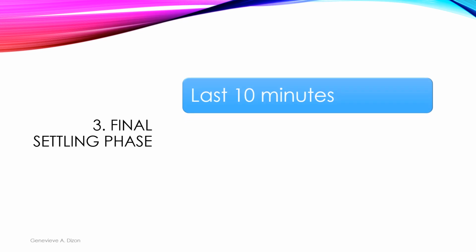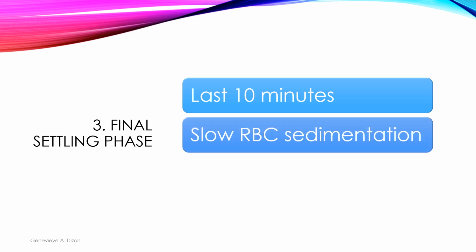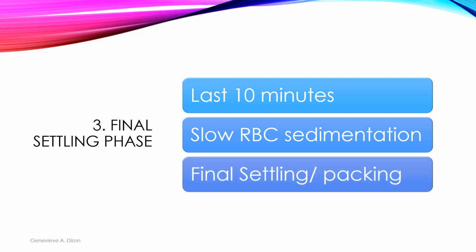The third stage is the final settling phase, and this is the last 10 minutes of the procedure. The first two stages are the 50 minutes, and the final settling phase completes the 1 hour, which is 10 minutes. This is when the red blood cells would have a slow sedimentation, since most of the red blood cells have already fallen down at the bottom of the tube on the first two steps. On the third stage, there would only be little red blood cell sedimentation. So this is the final settling or the final packing of the red blood cells.